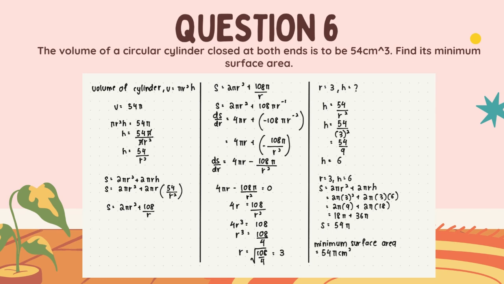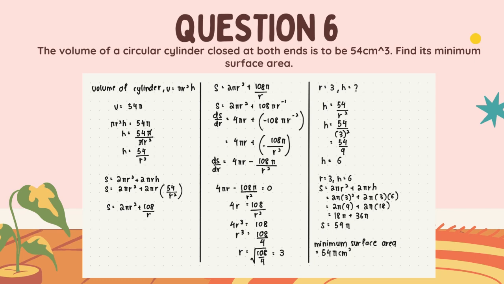After we find r, we substitute r into the h equation that we found earlier, which is h = 54/r². Then we put r into the h equation, which is 54/3², and we get 54/9 = 6. So we have found the radius and also the height.